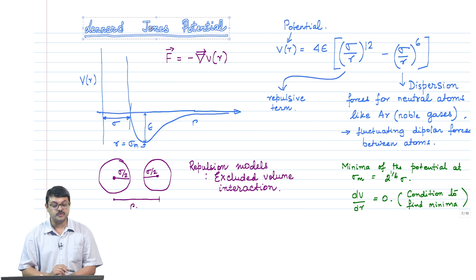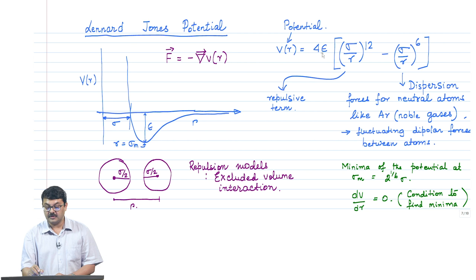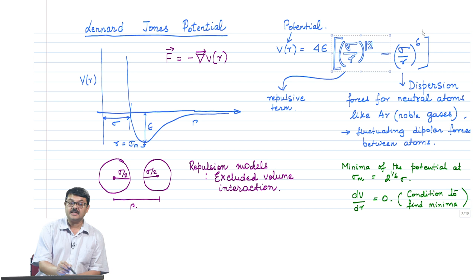So, V of r is equal to 4 epsilon, epsilon is a unit of energy, it sets the scale of the energy, into sigma by r to the power 12, sigma is a parameter, I shall explain what that means, minus sigma by r to the power 6. So this potential looks something like this.